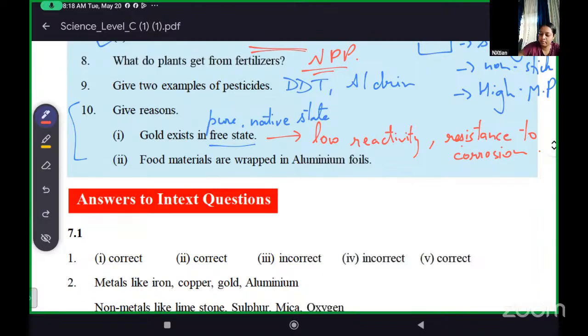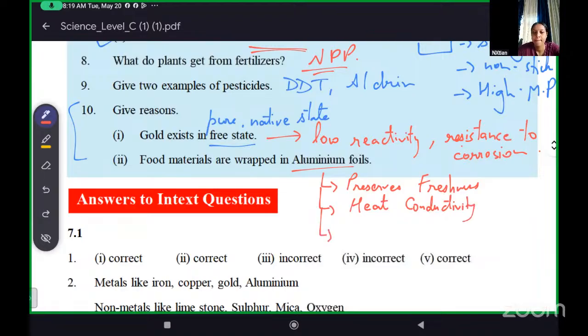Also, it has barrier properties. Aluminium also has barrier properties, meaning that it blocks moisture, light, and oxygen, and preserves freshness of food. Then heat conductivity, because of its heat conductivity. And also because of its flexibility, the food can be easily wrapped in aluminium foil. So all of these reasons make it ideal for packaging and storing food, as well as cooking and reheating purposes. So with this, we have finished with the lesson.